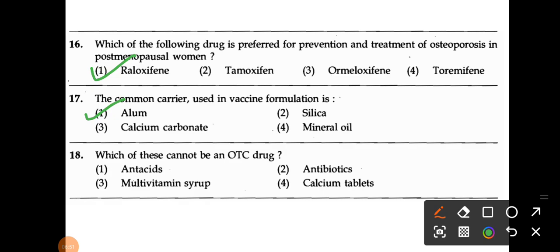The next question, 18th one. Which of these cannot be an OTC drug? What is OTC? Over the counter. So antacids, antibiotics, multivitamin syrups and calcium tablets. As we know, antibiotics are schedule H drugs, so they are not OTC drugs. That's why here antibiotics, option number 2, is the correct answer for question number 18.